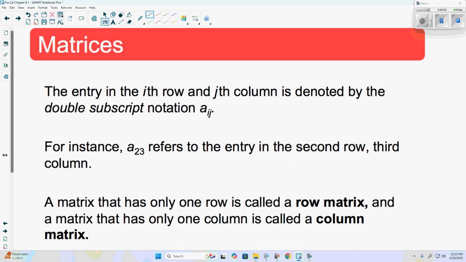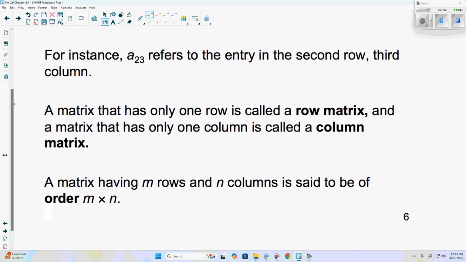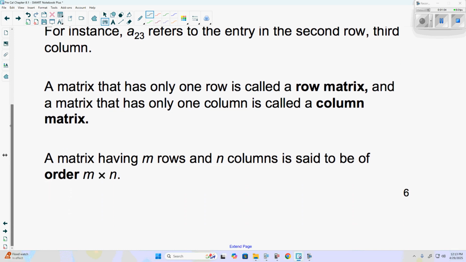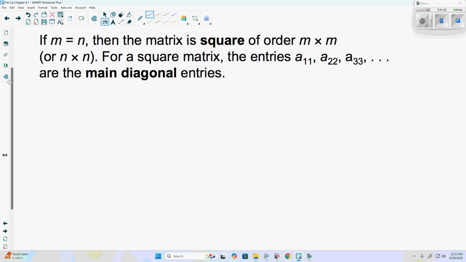We've kind of done this before. The entries in the ith row and jth column are denoted by subscript A, subscript ij. For instance, A23 refers to the second row, third column. A matrix that has only one row is called a row matrix. A matrix that has only one column is a column matrix. And if it has the same number of rows and columns, it is square. When it talks about order, we're just talking about the dimensions. If m and n are equal, it is square.